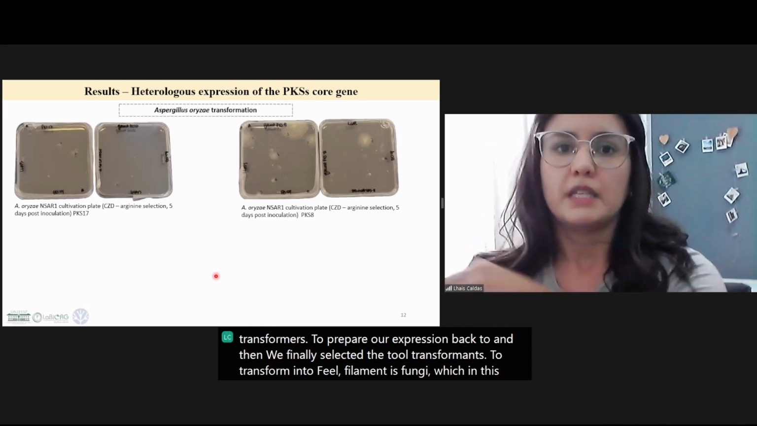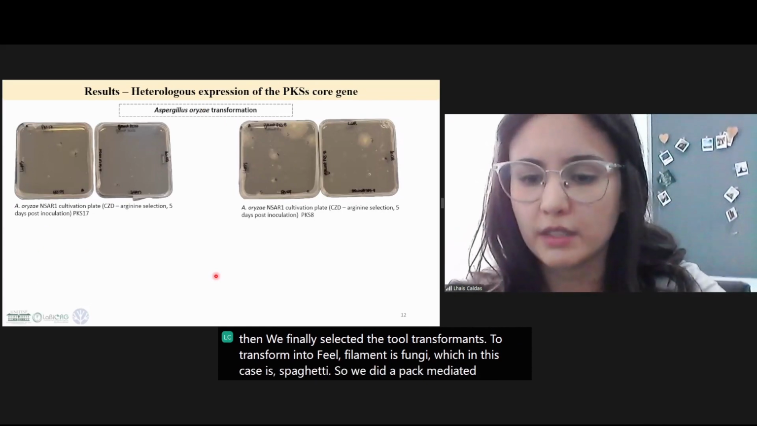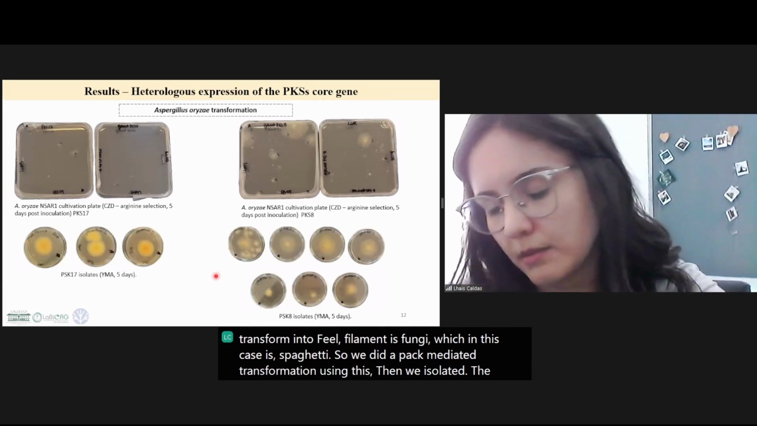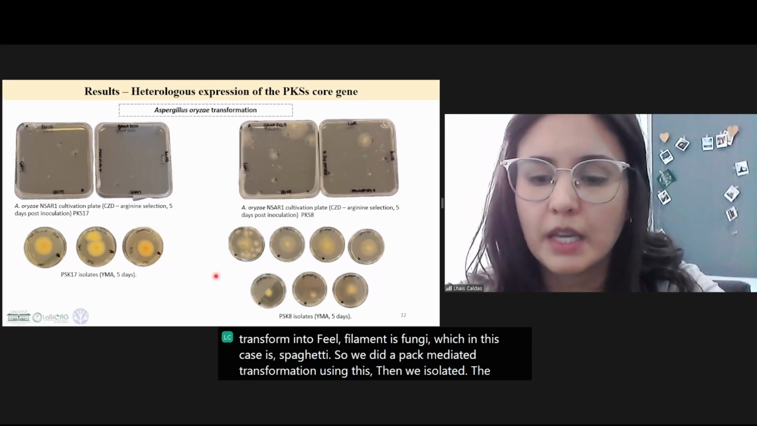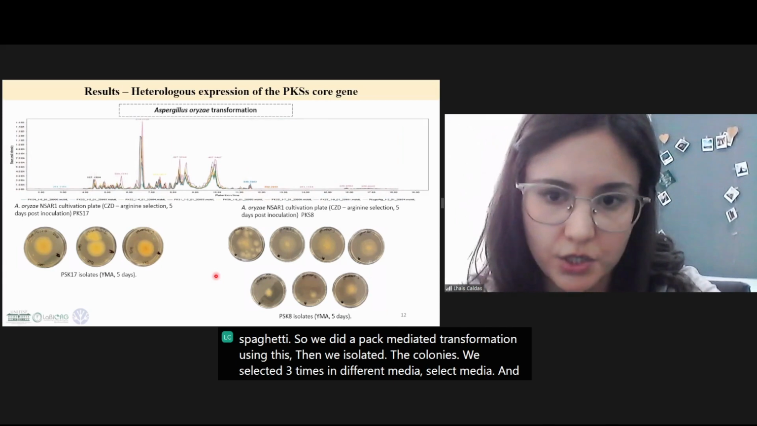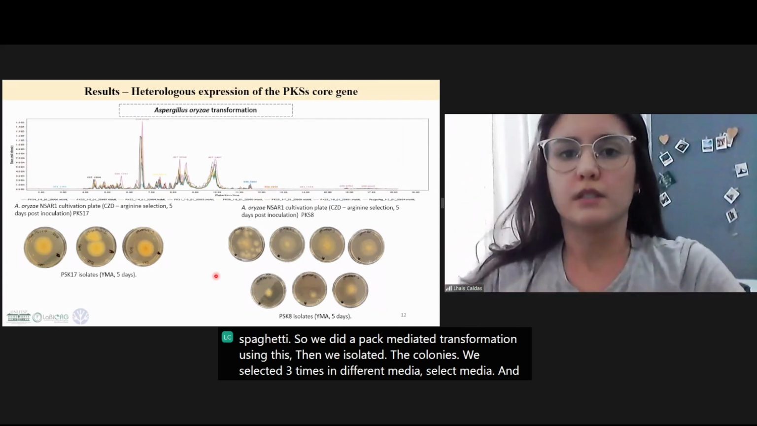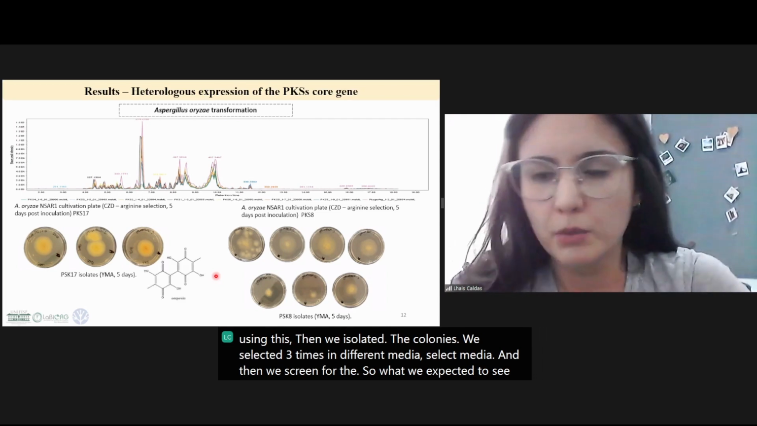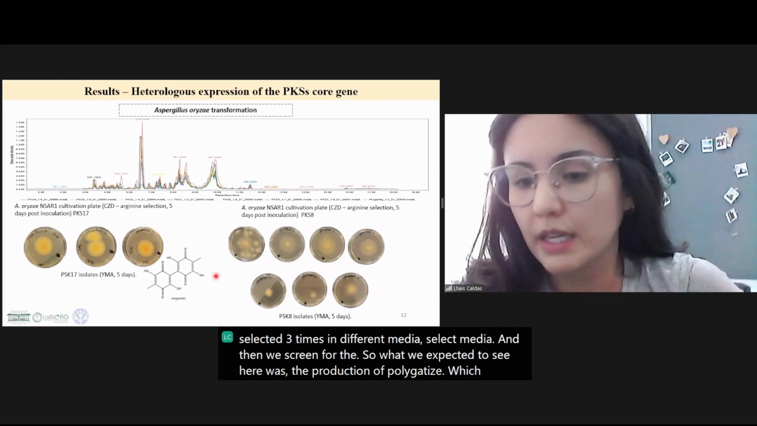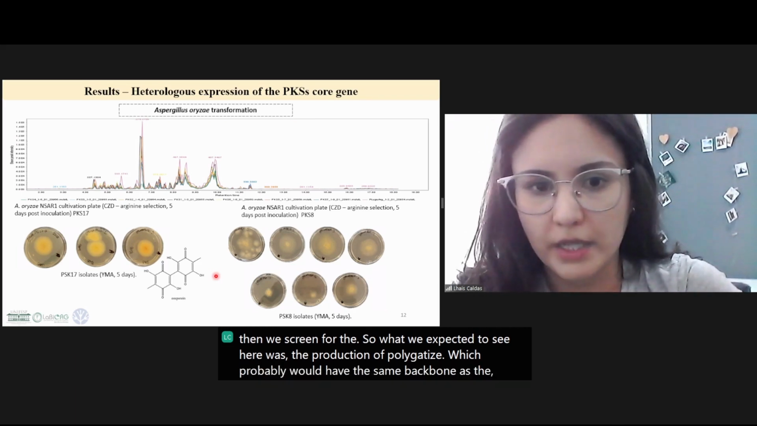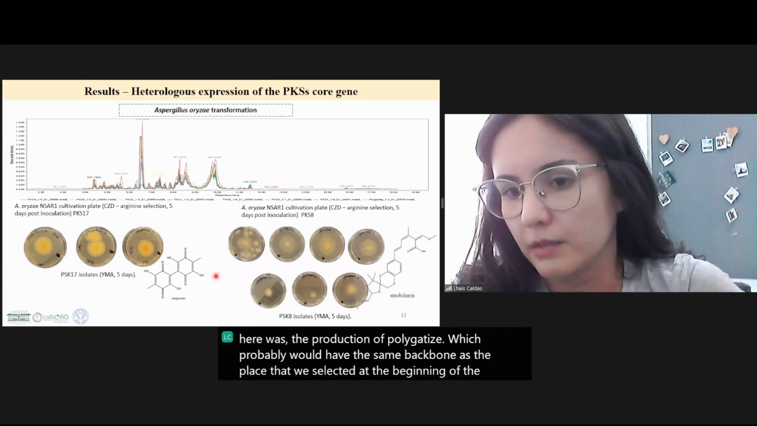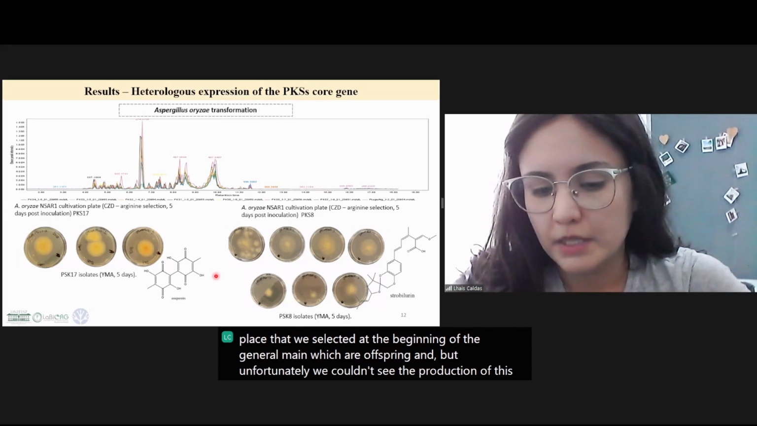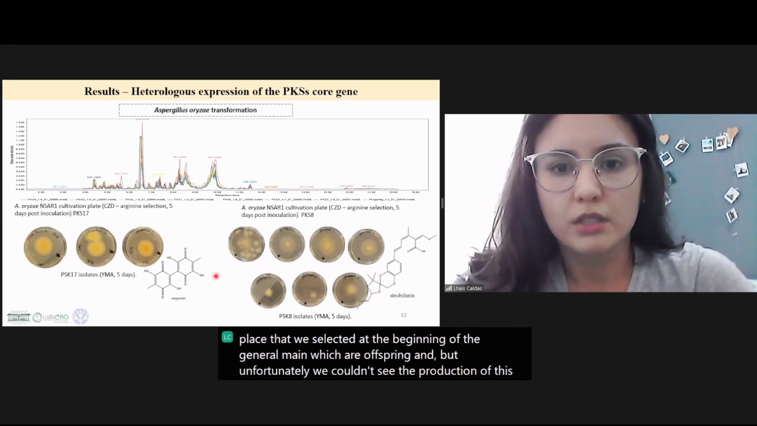So we did a bacteria-mediated transformation using Aspergillus oryzae. Then we isolated the colonies. We selected 3 times in different selective media, and then we screened for the metabolite production. What we expected to see here was the production of polyketides, which probably would have the same backbone as the clades that we selected at the beginning of the genome mining, which are osporine and istrobutylene. But unfortunately, we couldn't see the production of these metabolites. But this is an ongoing project, so this is work in progress.